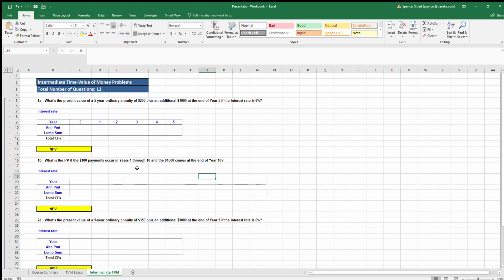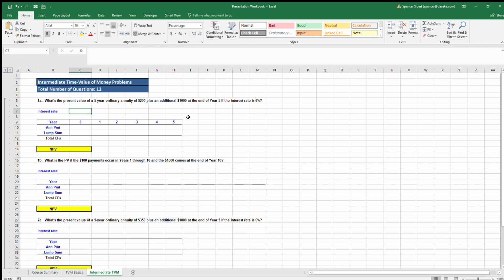In video 6 we're going to go over the net present value calculation in Excel, and we have a couple questions to go over. First question: what is the present value of a 5-year ordinary annuity of $200 plus an additional $1,000 at the end of year 5 if the interest rate is 6%?